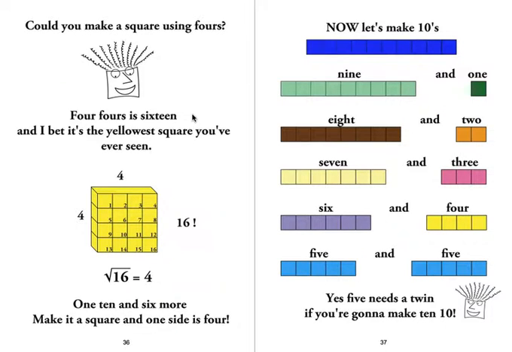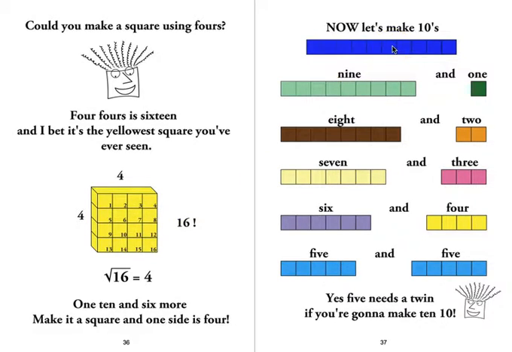Could you make a square using 4s? 4 4s is 16, and I bet it's the yellowest square you've ever seen. And you can count them right there. 1, 2, 3, 4, 5, 6, 7, 8, 9, 10, 11, 12, 13, 14, 15, 16. And you could also start your whisper counting here. 4, 8, 12, 16, 20. All 4s do is tell you how many. Well, of course, you have to stop. 4, 8, 12, 16. But you can use this book to give all kinds of math concepts to your children. So 1, 10, and 6 more make it square, and one side is 4.